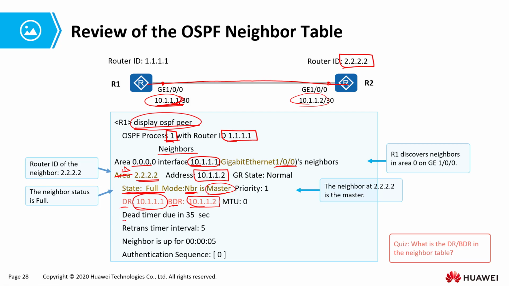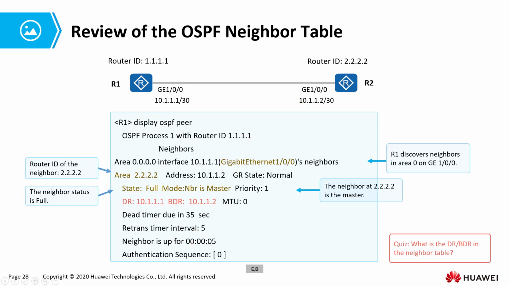Now we have other details here: the dead timer is 35 seconds, the retransmission timer interval, how long the neighbor has been up, and the authentication sequence; there is no authentication. So these are the details that we can have in the neighbor table. So that is the process of forming a neighbor relationship, an adjacency relationship.